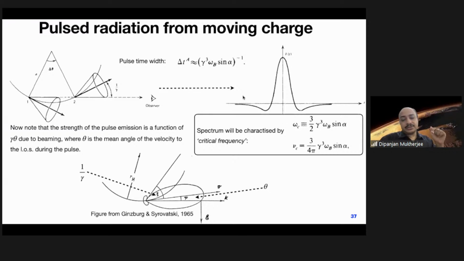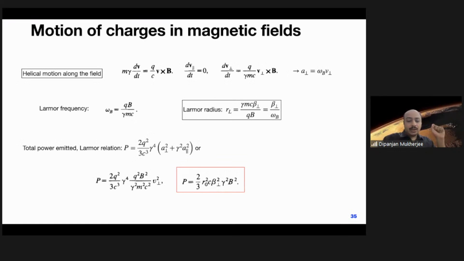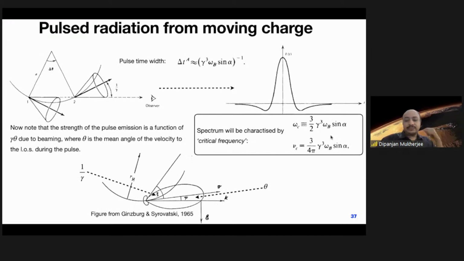There are some additional coefficients in front for the formal definition, which is 3 by 2 gamma cubed omega b sine alpha. So this is something that one needs to take away: for a given particle with a given Lorentz factor, and for a given magnetic field strength, omega b is the Larmor frequency, and if I just go back a few slides, omega b is nothing but qb by gamma mc. So omega b is proportional to the magnetic field, and the critical frequency becomes gamma squared. So the critical frequency is proportional to the square of the Lorentz factor of the particle and proportional to the magnetic field. This defines a characteristic frequency at which you should observe the radiation from the system.